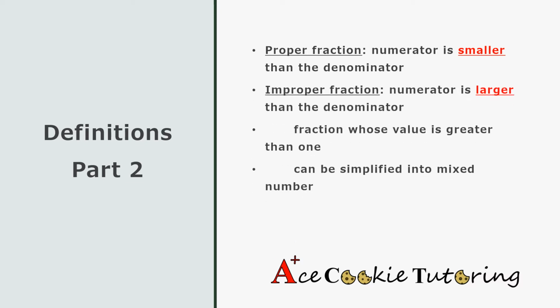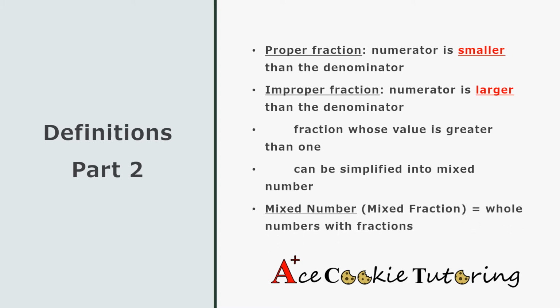Now, an improper fraction is a little different than a proper fraction. It's considered improper because the number on top, the numerator, is larger than the denominator. And so what happens is when I simplify the improper fraction, I'm going to find out that its value is greater than 1. And the way I simplify, in case you want a little sneak peek, is by making it into a mixed number.